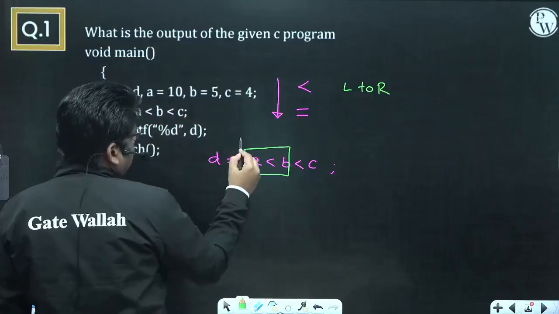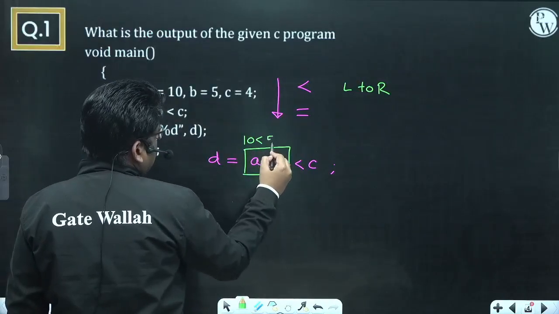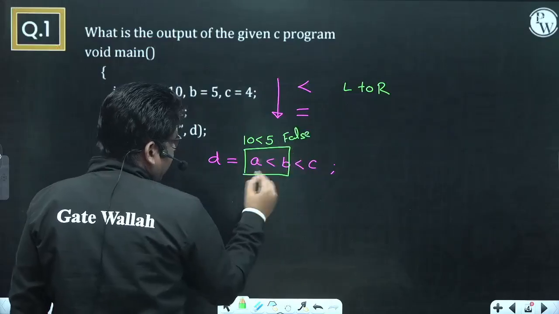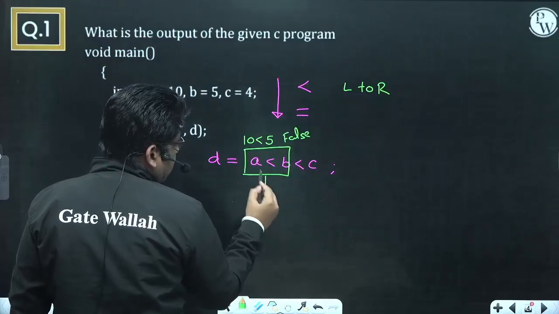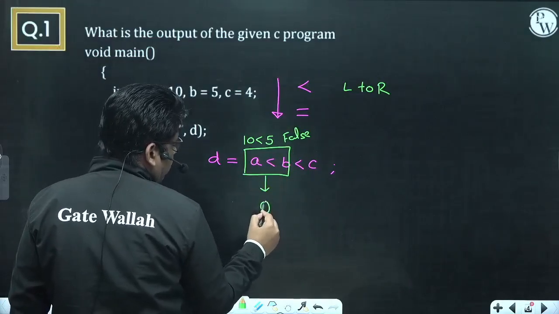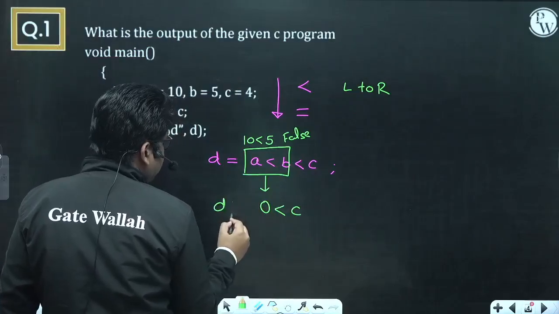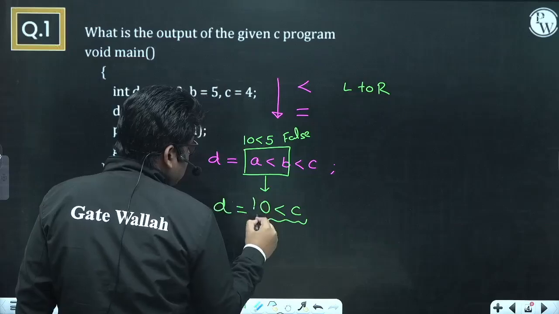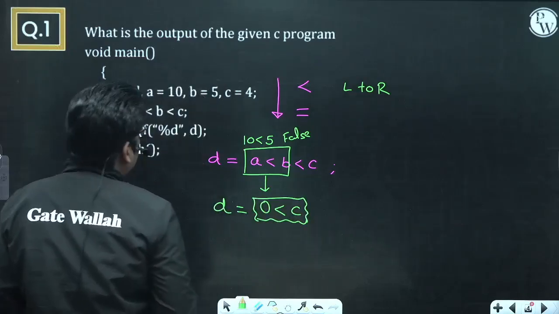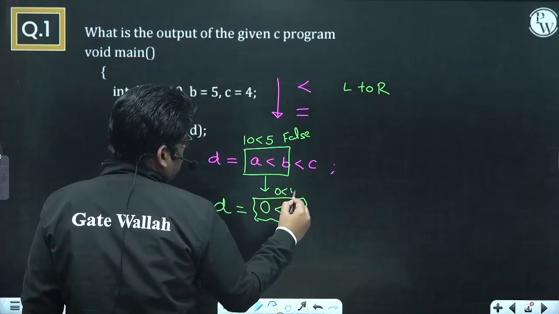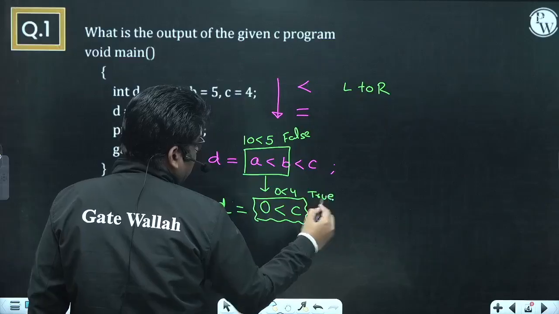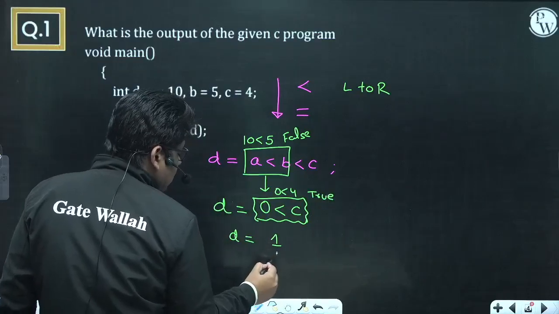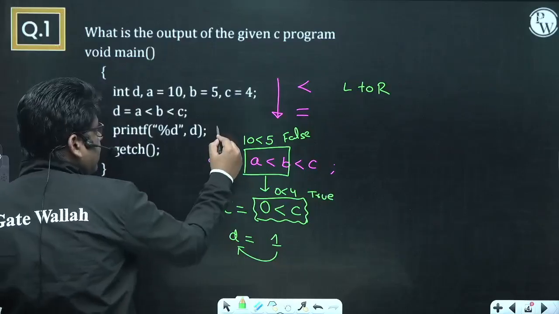So tell me, 10 less than 5, is it true or false? Sir, this is false. Because this is false, the value associated with this is 0. Now we have a statement like this, d is equal to 0 less than c. Now 0 less than c, is it true or false? Sir, 0 is less than 4, which is true, and that is why the value associated would become 1. So what is the value of d? Sir, the value of d is 1.